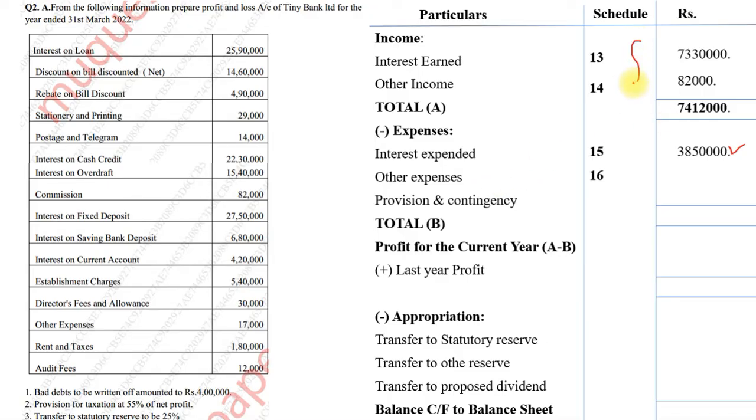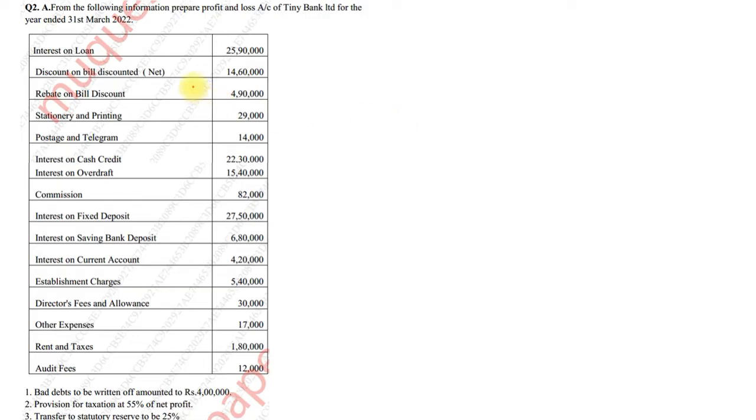The first we have already got. Now this is interest expended. Now for other expenses, whatever I had marked earlier, so we had stationery, postage, establishment, director, other expense, rent, audit fees, and bad debts of 4 lakhs.